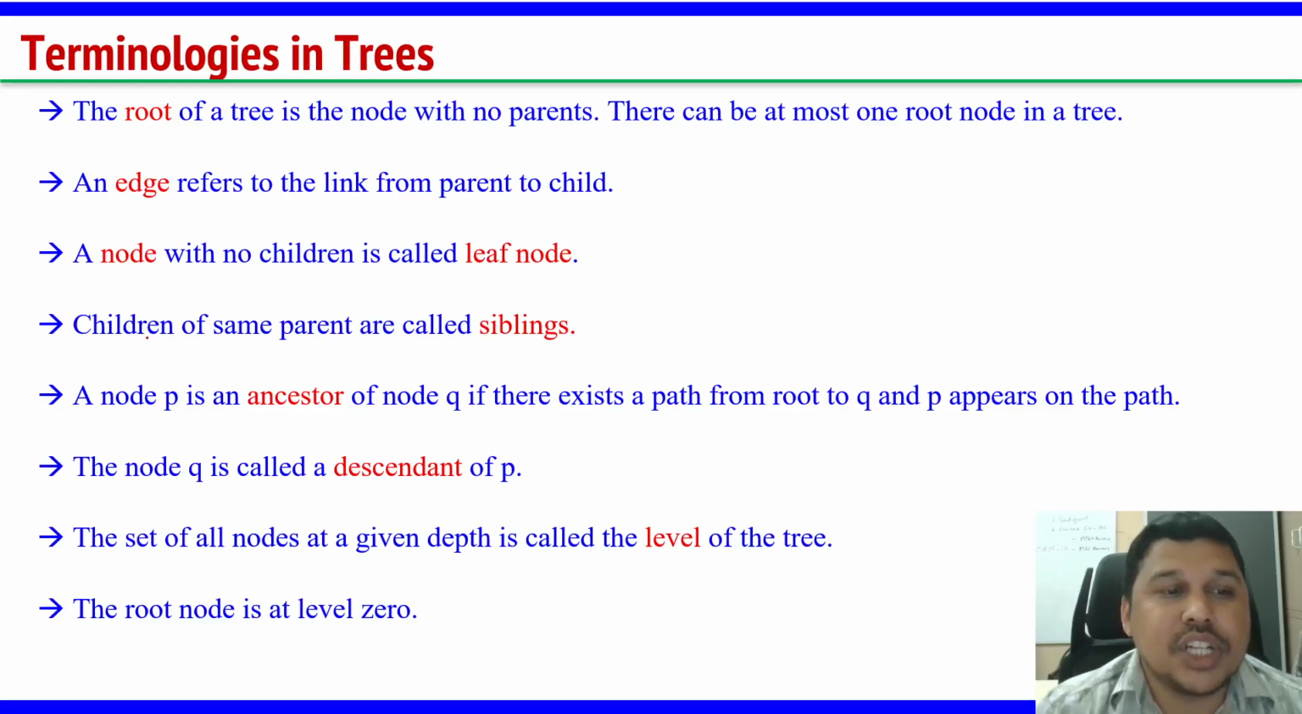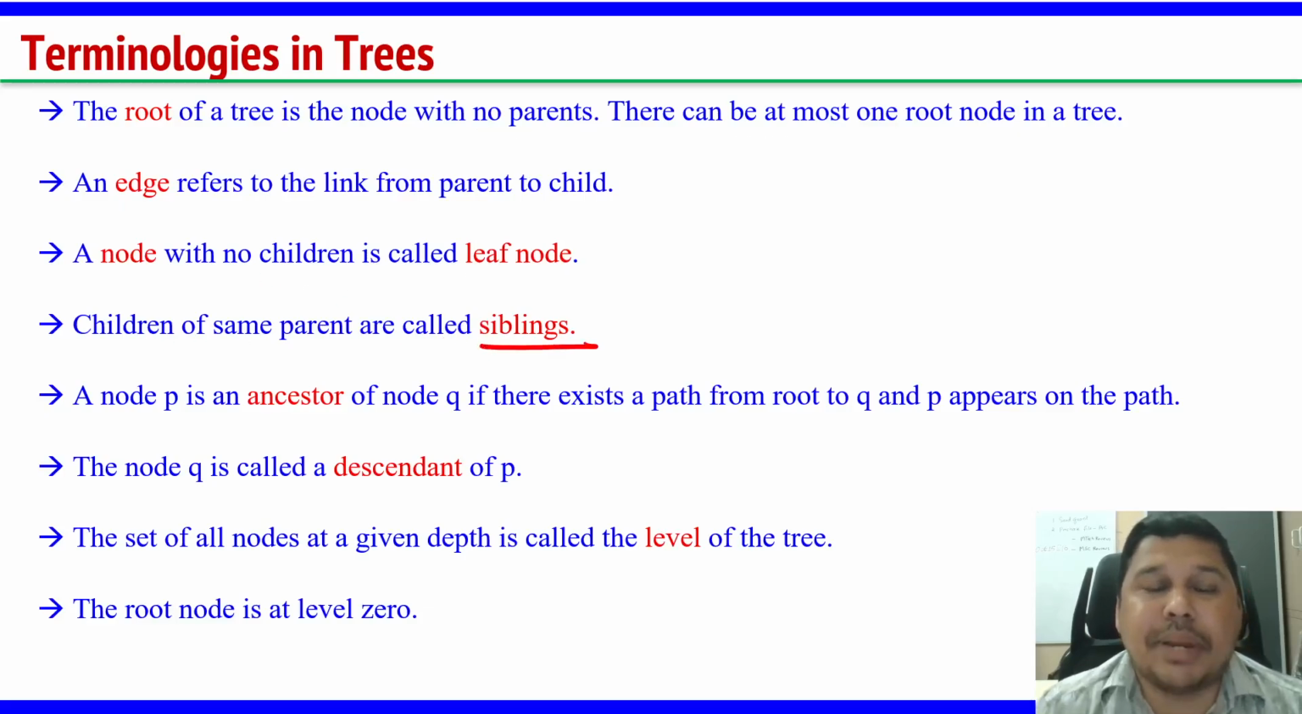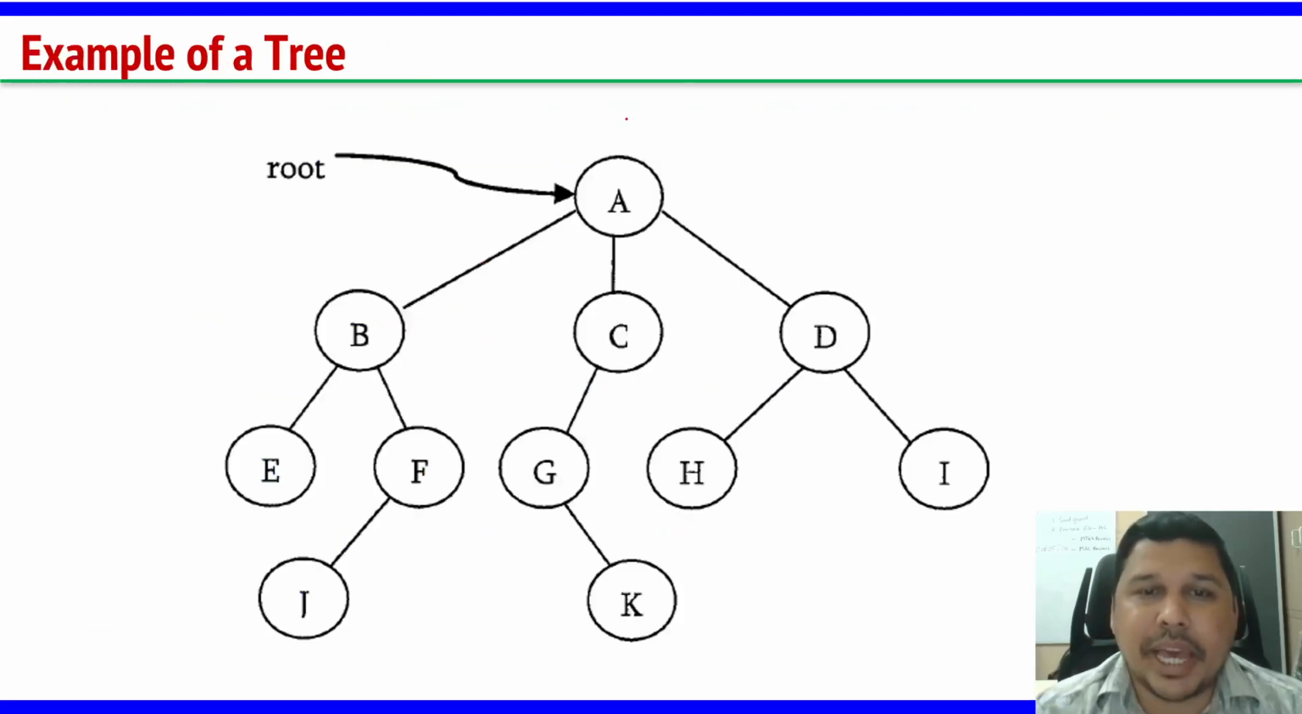Next, children of the same parent are called siblings. Normally in our day-to-day life, we ask how many siblings you have. The same thing is applicable for a tree. Always this is the parent, and these are the children of this A. So what are siblings here?